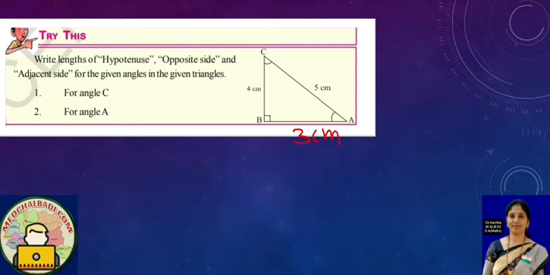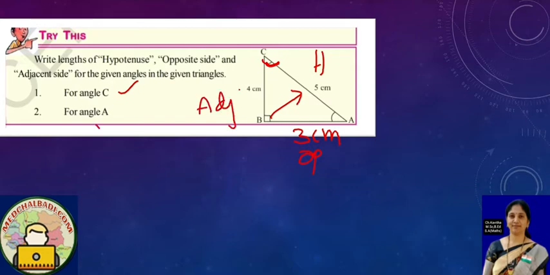After finding the AB value, just write the values. For angle C they are asking. So for angle C, consider C here. The side opposite to B becomes the hypotenuse, and based on C, which becomes the opposite? This one. You have to just mention the sides and their lengths, and this becomes the adjacent.